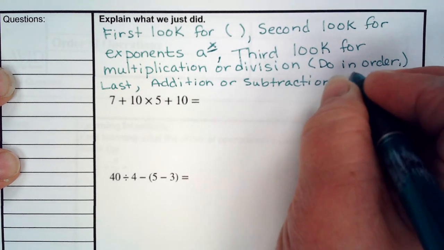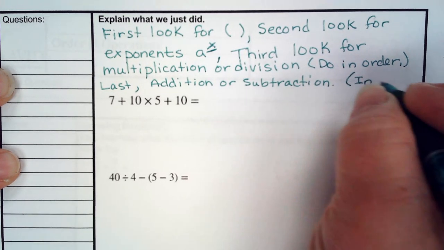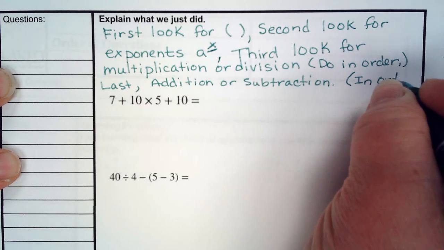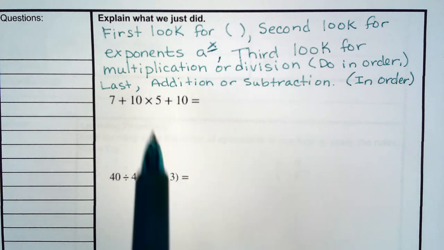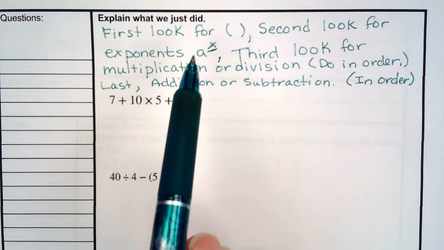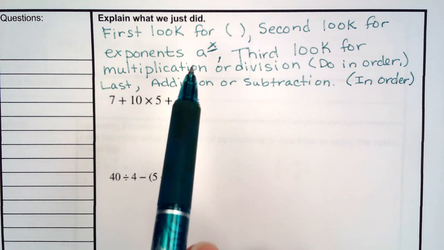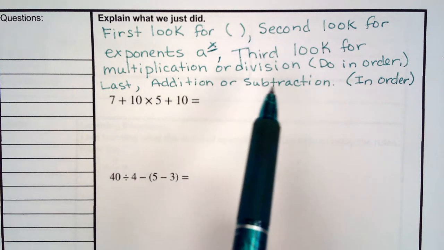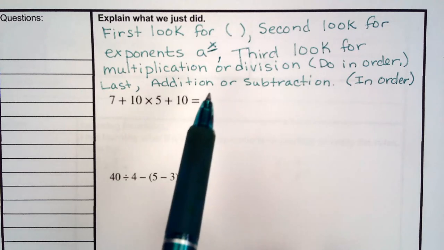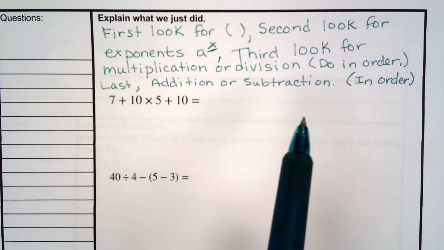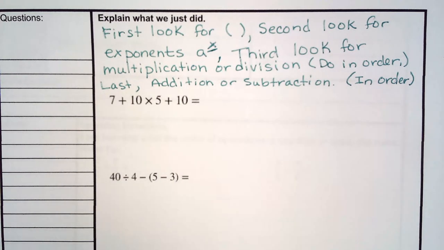Once more, in order. Whichever you see first is what you're going to do. So, check for parentheses. Then look for your exponents. Look for multiplication or division and do in the order you see it. Finally, addition or subtraction, once again, in the order that you see it. So, let's take a minute and look at the next one.